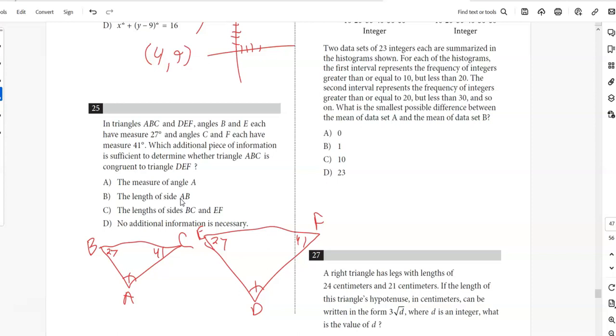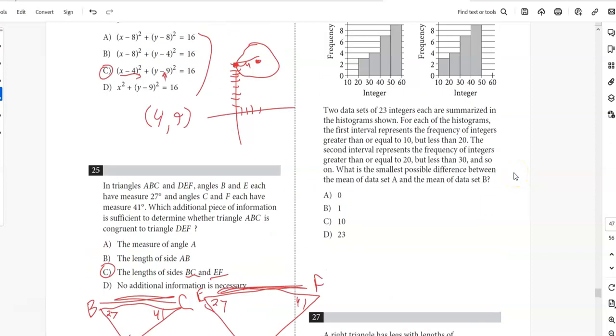So we need the length of sides BC and EF. BC would be this one. EF is this one. If we had that, if they're the same, they're congruent. If they're not the same, they're not congruent. So it's got to be that choice C there. We just don't know if they're congruent or not.